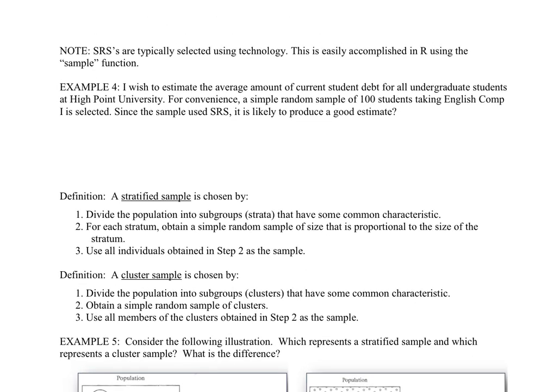Random samples are typically selected using technology. This is easily accomplished in R using the sample function. So the way this would be entered in R is as follows. You would have to write sample, parentheses 1, colon, 21, comma 5. Whenever you go through lab 2, Ms. Glass is going to go through and show you how to enter all of this in R. What questions do you have?